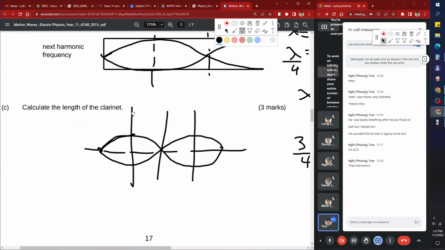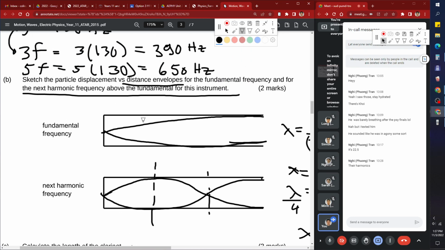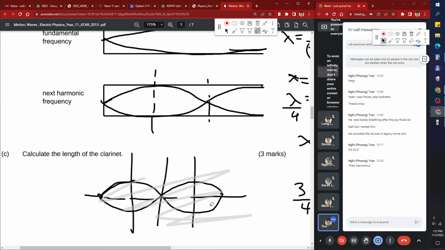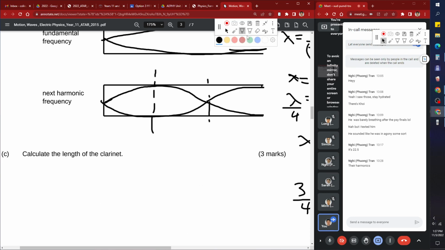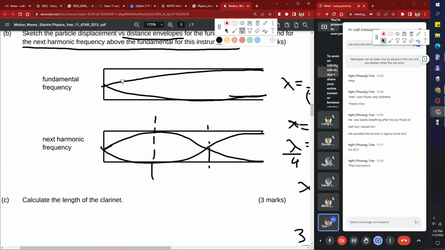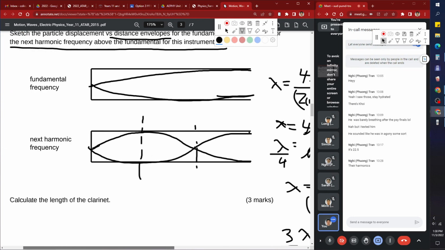Calculate the length of the clarinet. Well, it depends which one you want to use. Shall we use the fundamental frequency because it's kind of the easiest one? We can use whichever one, but we'll use this one because the fundamental frequency is already given to us. We didn't calculate it. You can use the third harmonic too, but it doesn't matter. Okay, so what is the length of the pipe? Well, we know there's 1/4 of a wavelength for the fundamental frequency in that length of pipe. So why don't we find the length of a wave?